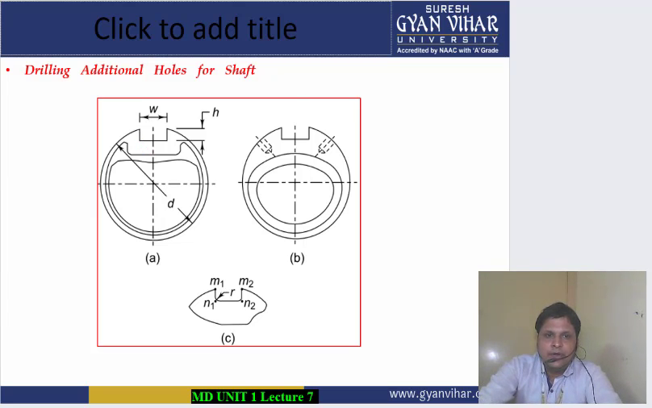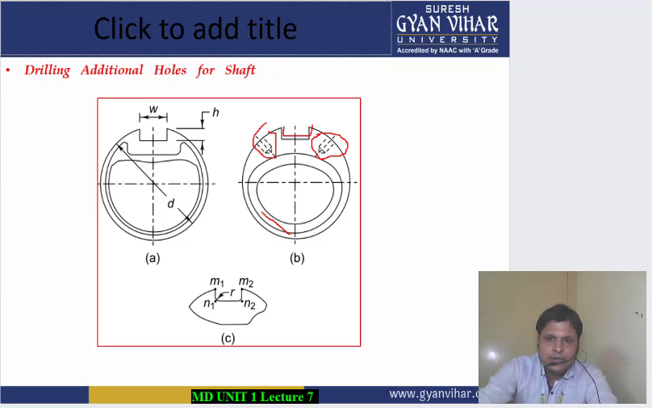So therefore, in this case what we can do, we can drill some additional holes for the shaft. We can drill some additional holes near to that keyway, and these two holes should be symmetrical to each other. If you are drilling a hole here, then just symmetrically on the other side of this particular keyway you will drill the other hole.